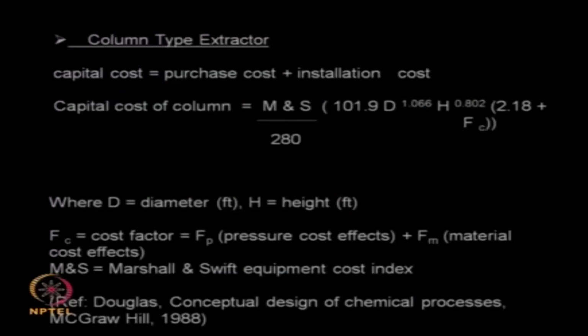So the capital cost of a column is made up of many factors: the diameter of the column, the height of the column, the material of construction, and the pressure you are operating the column at. All these factors have an effect on the capital cost based on certain exponents, and that is what these equations tell us, which we will continue in the next class.